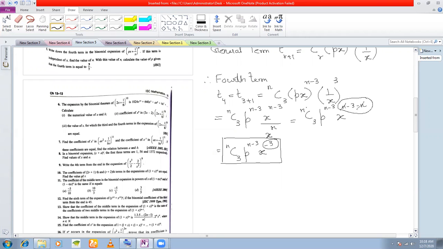Because what is the general term of a binomial? The general term of a binomial is tr plus 1 equal to ncr a to the power of n minus r x to the power of r, so x to the power of r. What is r here? r is 3. So that was my mistake. Anyway, now it will be okay.